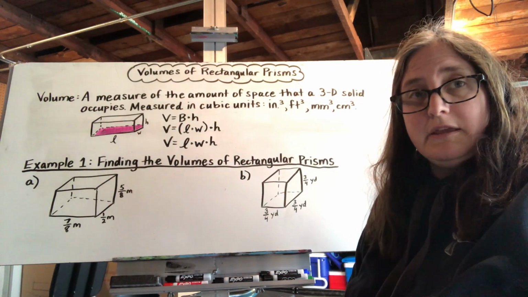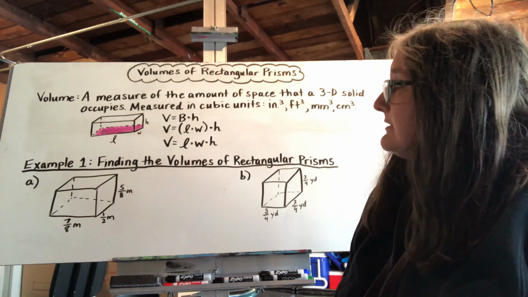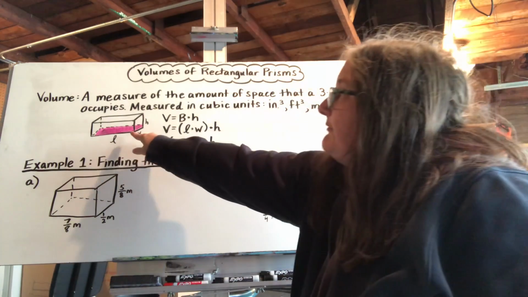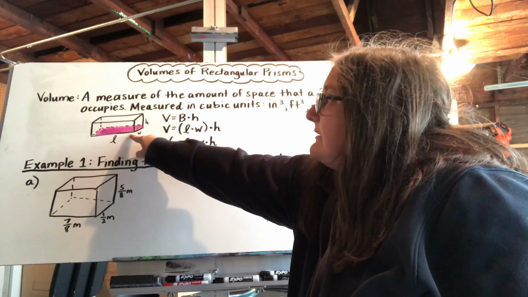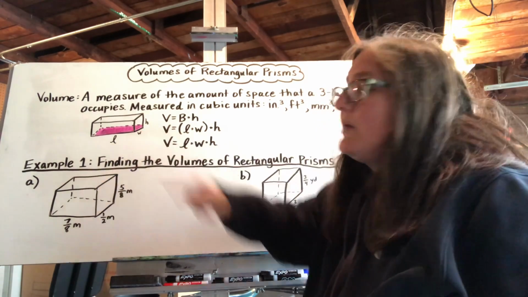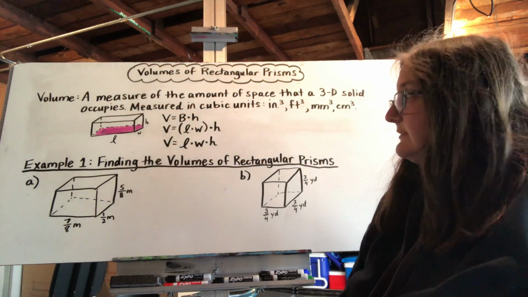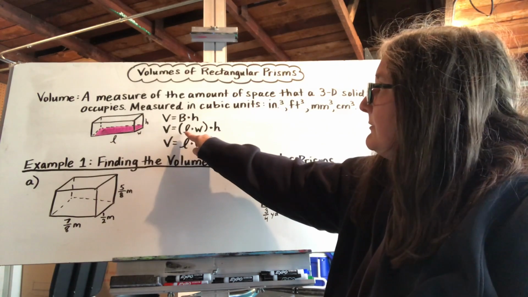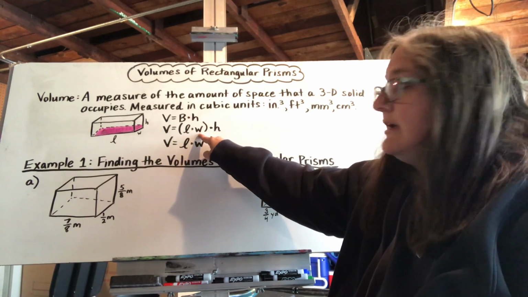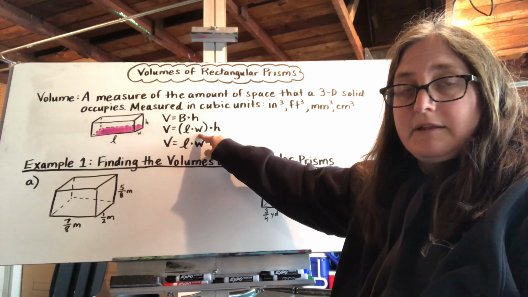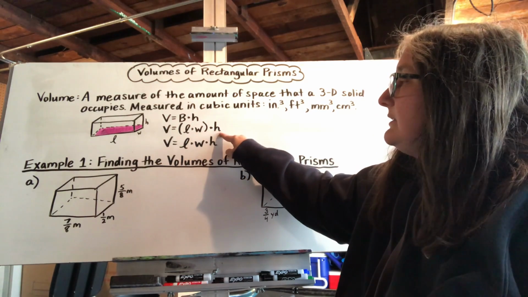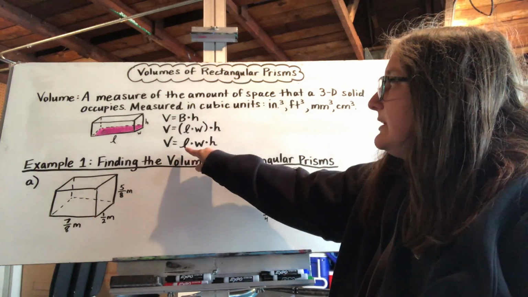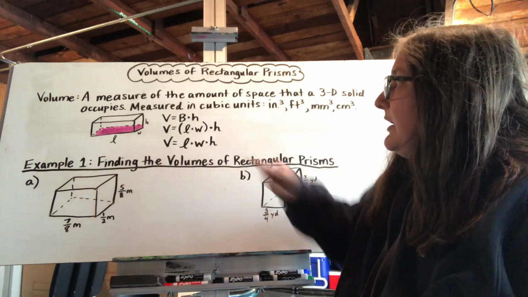Well, if it's a rectangular prism, that means the base is a rectangle. And to find out how much space is in the base, I can just do length times width, or find the area of the base. So to find how much fits in the base, I'll do length times width. And then to figure out how high I can layer everything, I'm doing times height. So to find the volume, I'm doing length times width times height.